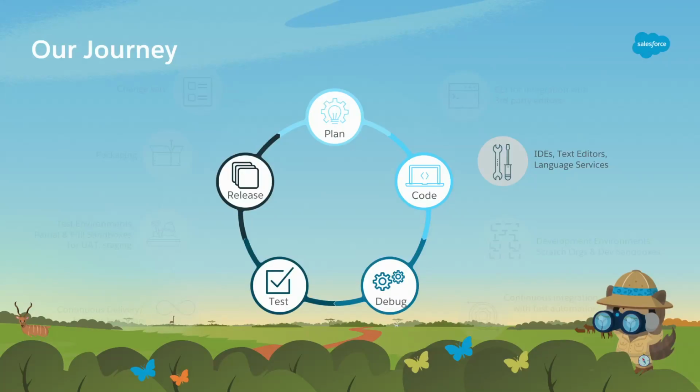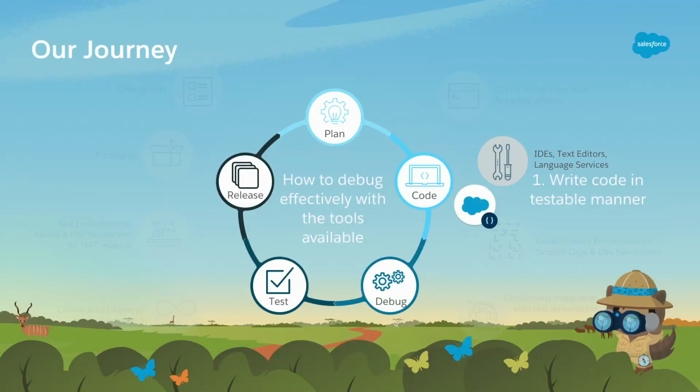And I'm going to do 3 things. First, I'm going to show you how you can actually write code in a testable manner. And for that, I'm actually going to show you the Apex code editor in Visual Studio Code and the features that it provides. Then I'm going to show you how you can use the debuggers available to you to debug effectively. And we'll show this first with the interactive debugger, followed by the replay debugger.